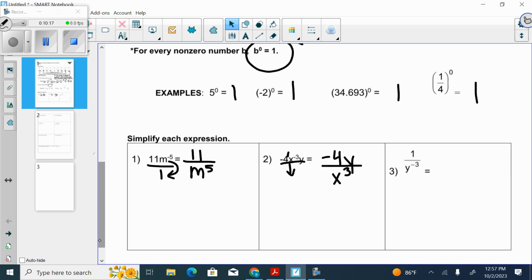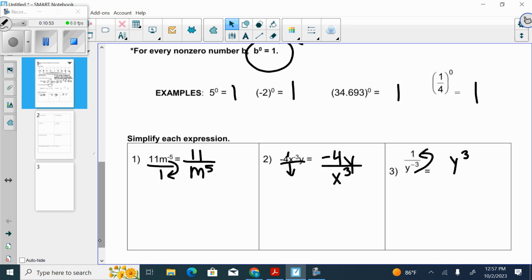Number 3. I've got a y to the negative 3. How do I fix it? Where do I move it to make it a positive exponent? Top, right, we just move it across the line. So then what would I have? What's it going to look like now? What's in the top now? The y to the third. And is there anything left in the bottom? No. So that's it.